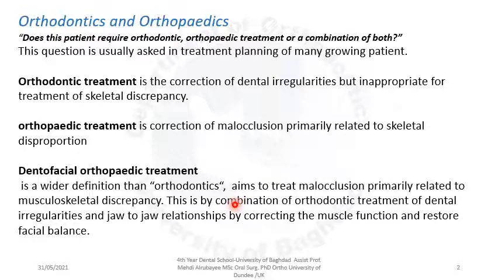So there is a combination of both orthodontic and orthopedic treatment, that is the dentofacial orthopedic treatment. This is a wider definition than orthodontics, aiming to treat malocclusion primarily related to musculoskeletal discrepancy. This is done by combining orthodontic treatment of dental irregularity and jaw-to-jaw relationships, by correcting the muscle function and restoring facial balance.